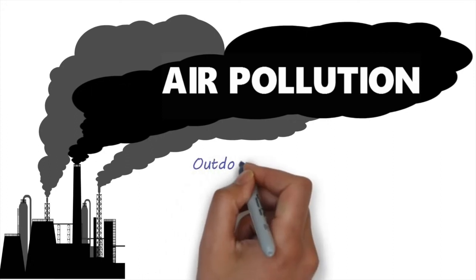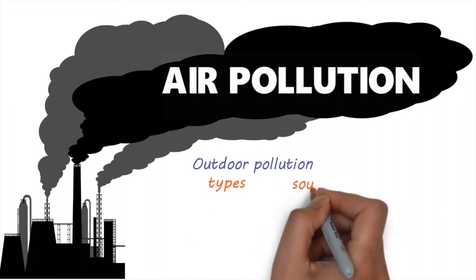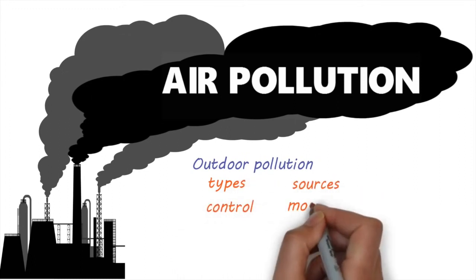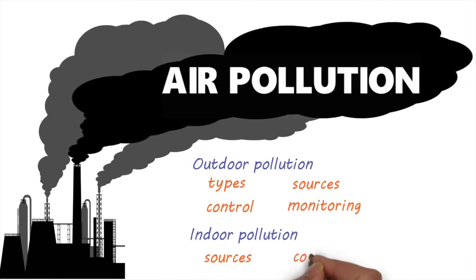In this video, we'll discuss outdoor air pollution, what it is, types of pollutants, and sources. We'll also take a look at ways to reduce air pollution and talk about how air quality is monitored. We'll then talk about indoor air pollution, why it's a problem, sources of pollution, and ways to reduce it.